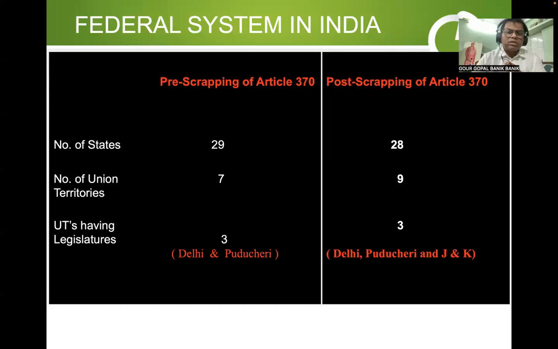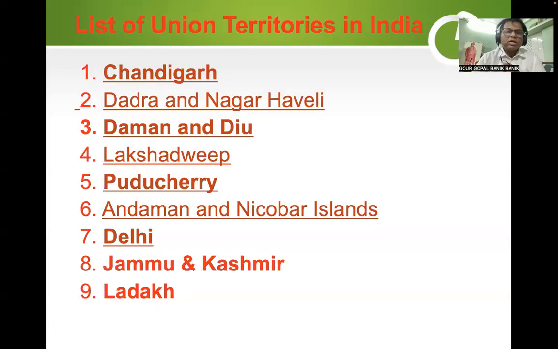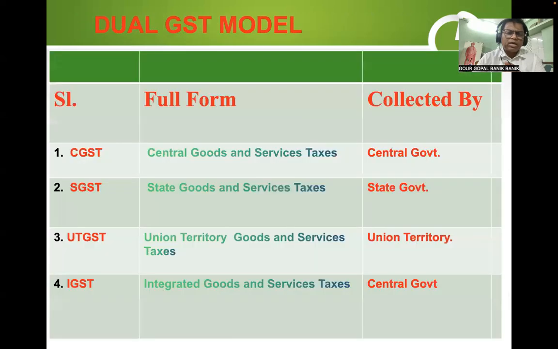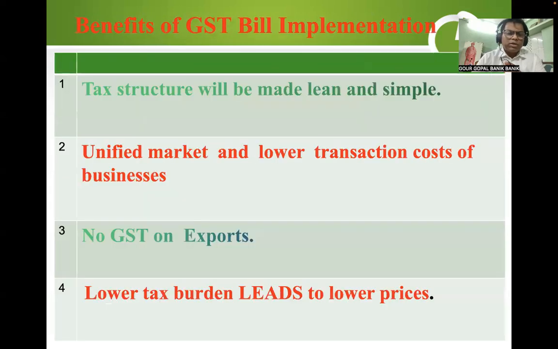And there are two types of government in India. A federal system is there, central government and state government. Before scrapping of Article 370, there were 29 states, 7 union territories, and 3 union territories having legislature. After scrapping of Article 370, we now have 28 states, 9 union territories, and 3 union territories having legislature. So this we shall discuss in another video for explaining how the GST mechanism works. These are the union territories: Chandigarh, Dadra and Nagar Haveli, Daman and Diu, Lakshadweep, Puducherry, Andaman and Nicobar, Delhi, Jammu and Kashmir, Ladakh. These things we have to remember.